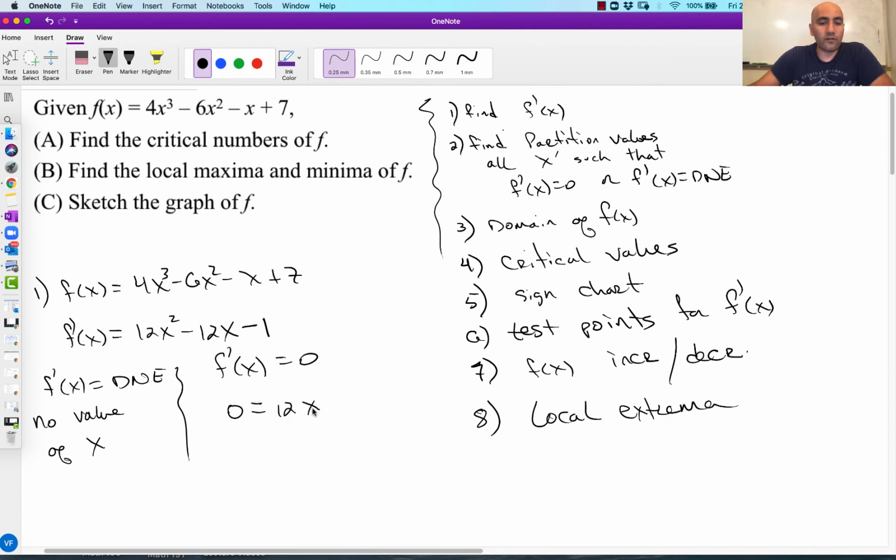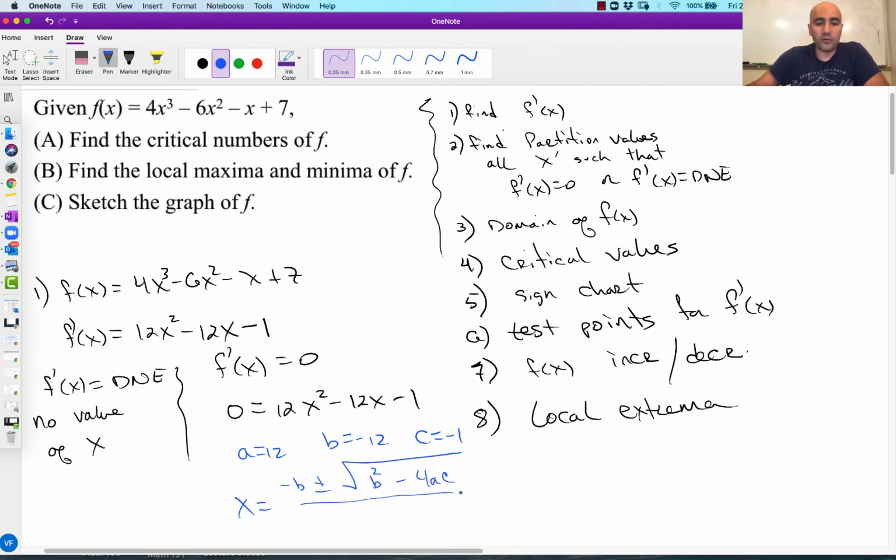0 equals 12x squared minus 12x minus 1. And then we can use the quadratic formula. So this is the case where a equals 12, b equals negative 12, c equals negative 1. And so we know from the quadratic formula that x must be equal to negative b plus or minus the square root of b squared minus 4ac, all over 2a.